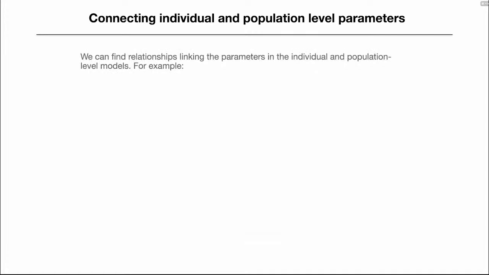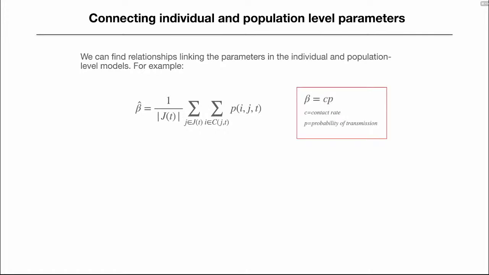So how do we connect these two levels? The idea is to find some linkage functions. If you think of the infection, the beta parameter in the compartmental model, you could connect that with individual level probabilities in this way. I'm going to leave this as an exercise. We have in 10 minutes enough time to see it, but you can intuitively think of beta as the contact rate times the probability of transmission, which connects with these individual level probabilities of I being infected by J at time t. It's kind of an average in a way.